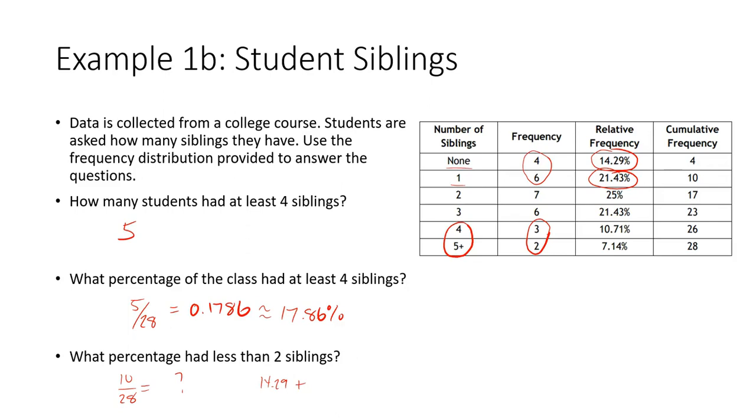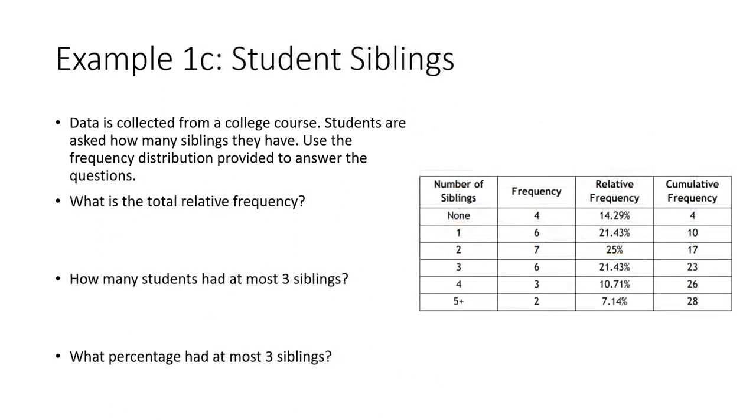14.29 plus 21.43, and that will tell us the percentage that has less than 2 siblings, 35.72%. And if we find 10 divided by 28, you get 0.3571. With rounding, these are essentially the same number. Also notice we could have done the same thing on the second question using 10.71 and 7.14. So what is the total relative frequency? Well, we could add all of these together, but remember that the total relative frequency should always be 100%.